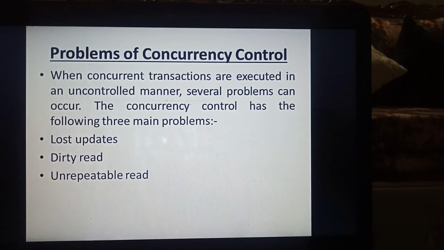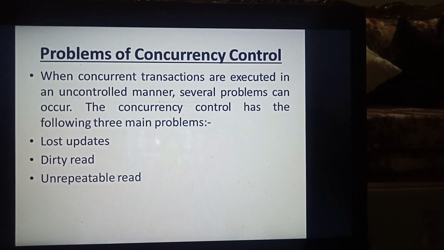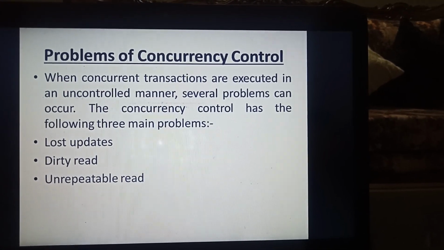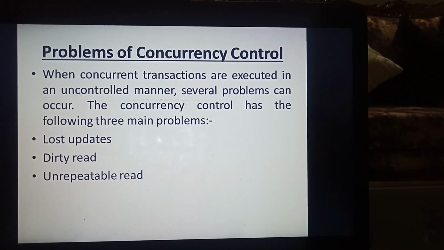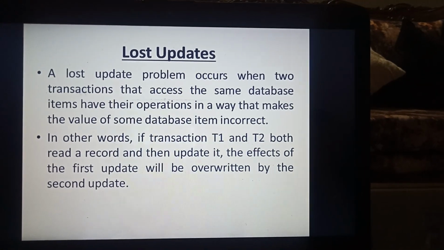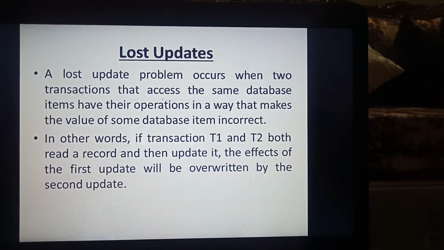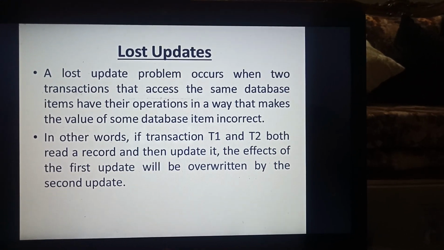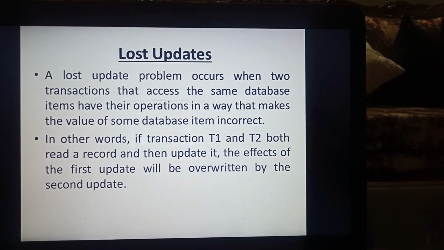So now problems of concurrency control. Now when concurrent transactions are executed in an uncontrolled manner, several problems can occur. The three main problems are lost update problem, dirty read problem and unrepeatable read problem. So lost update. Now a lost update problem occurs when two transactions that access the same database items have their operations in a way that makes the value of some database item incorrect.